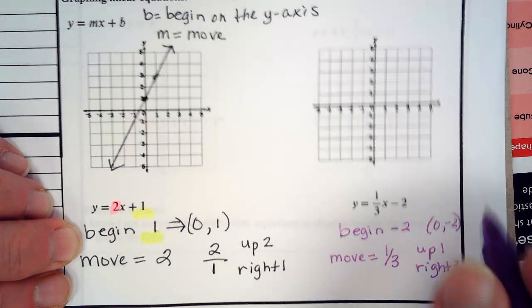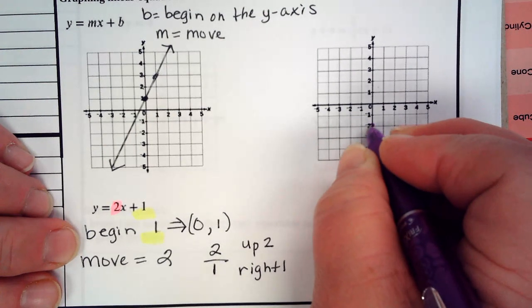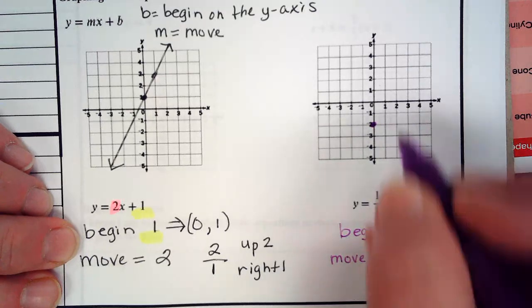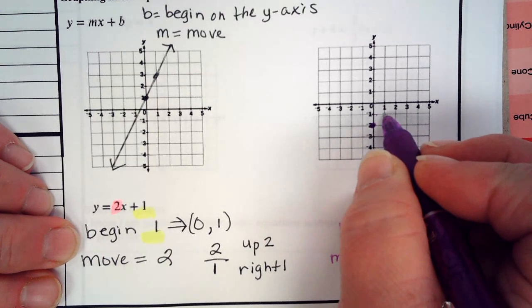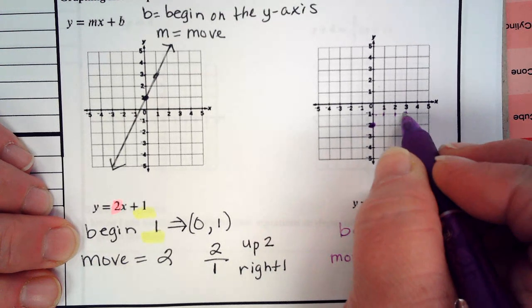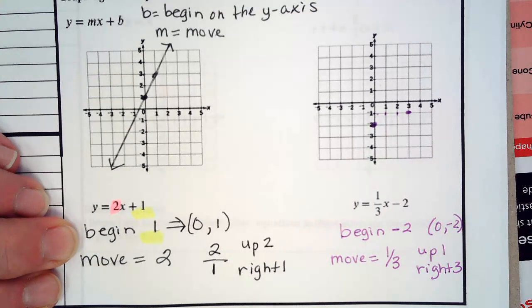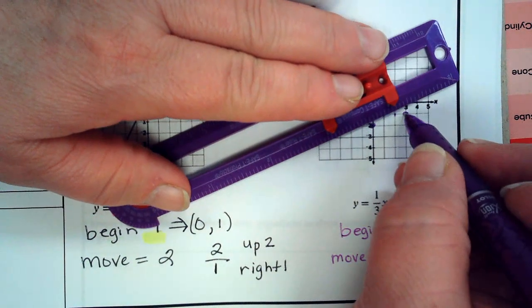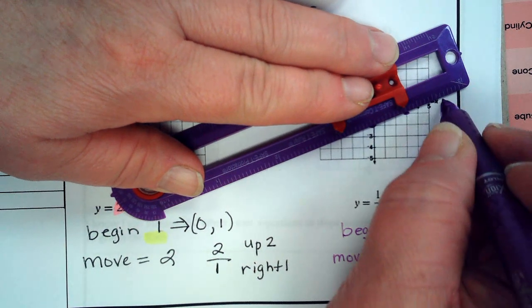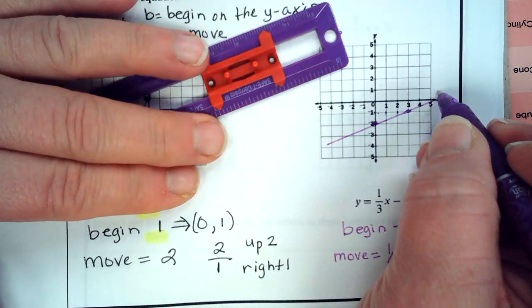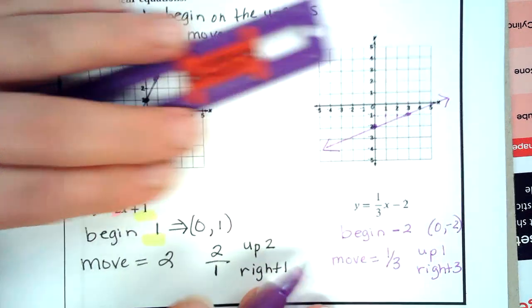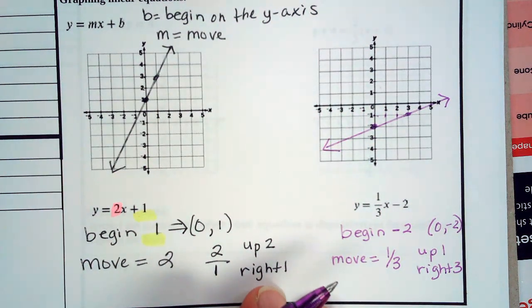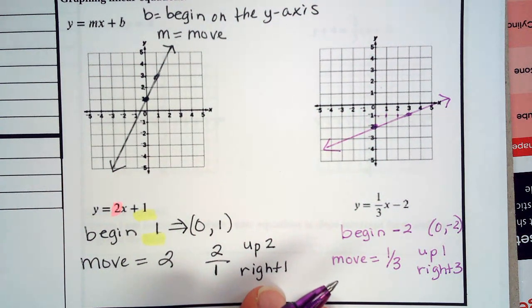So I'm beginning at 0, negative 2. Here's 0, negative 2. I go up 1, and then I go right 1, 2, 3. There's 2 points. I can now draw my line. Okay, so if you're still struggling, back the video up and listen again.